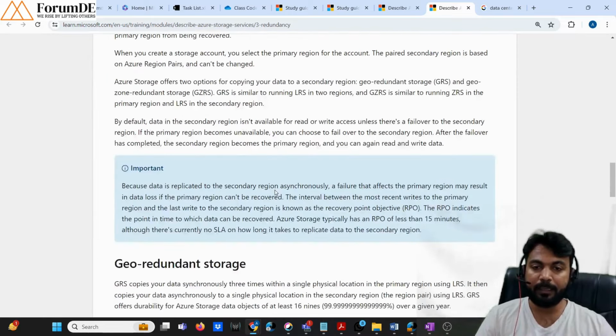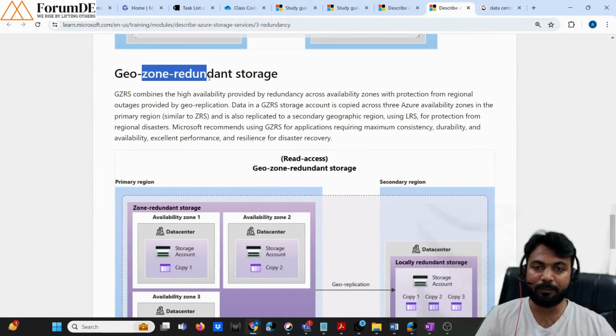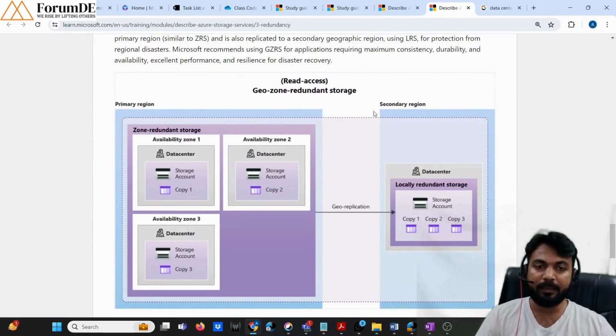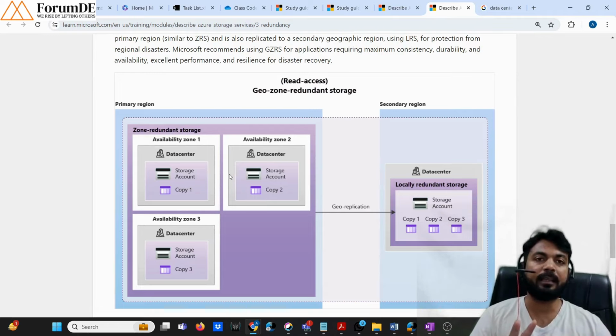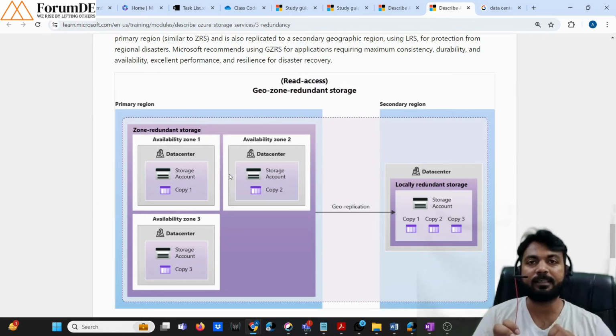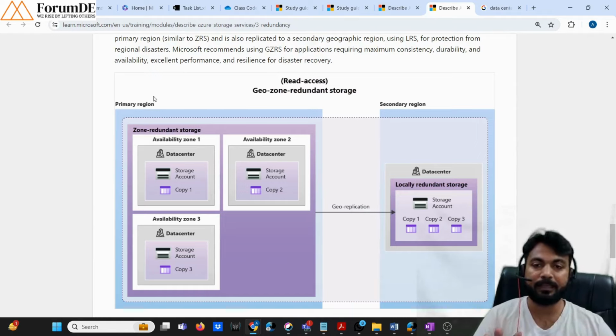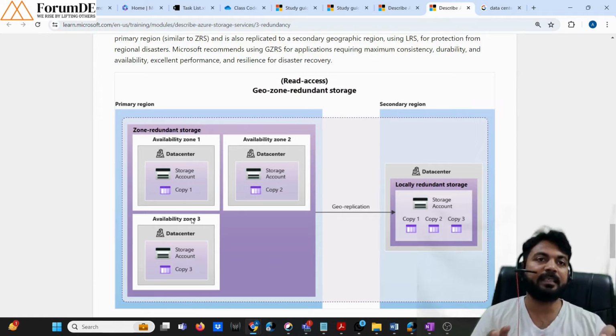Now let me go down again, and here we have something called geo-zone redundant storage. In this, again, primary and secondary regions are present. In the primary region, you see, we have three availability zones. It means three copies of the same data are kept in different physical infrastructure, at very nearby locations but in different buildings, different data centers. I hope this is making sense. So in the primary region, three copies of the same data are kept in three separate physical infrastructures and different data centers.